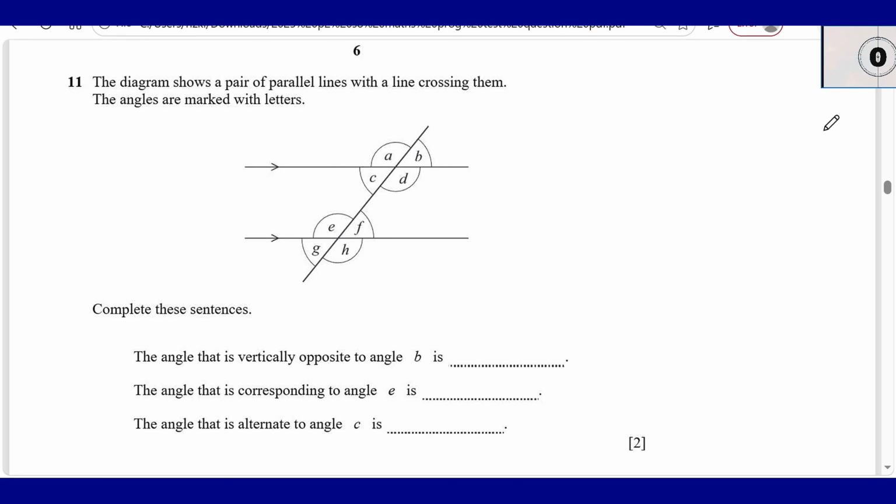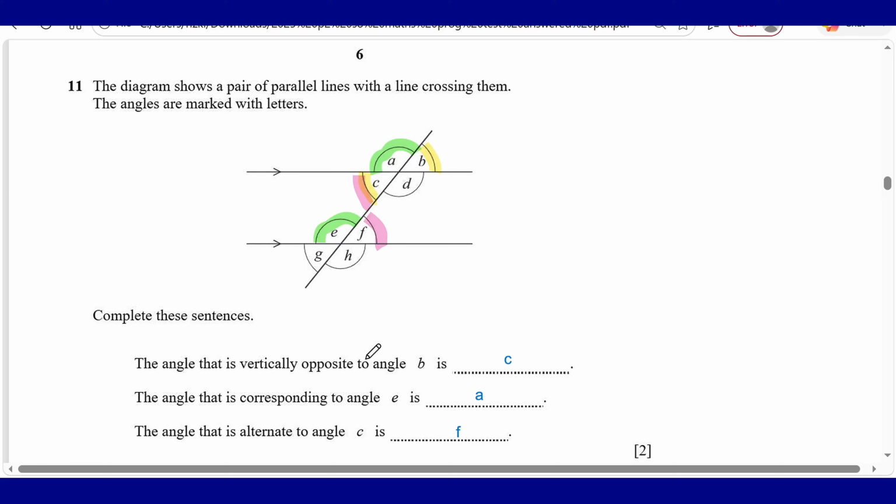Let's check it out, guys. So we have vertically opposite to B is angle C. Here you can see they are opposite of each other. So corresponding to angle E, the same, facing the same location, so it's E and A in this case. You see in the green, marked in green.